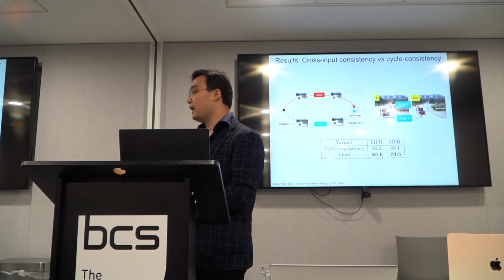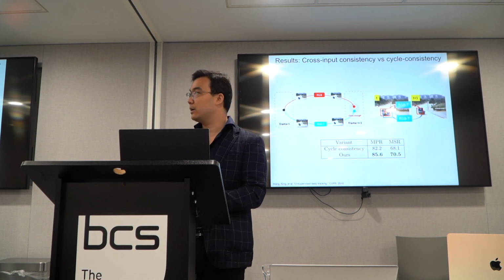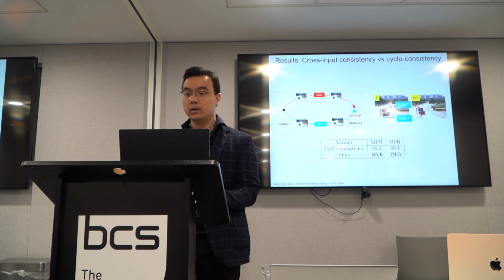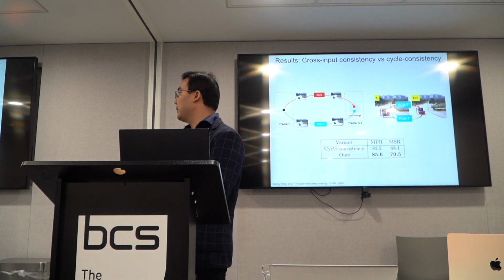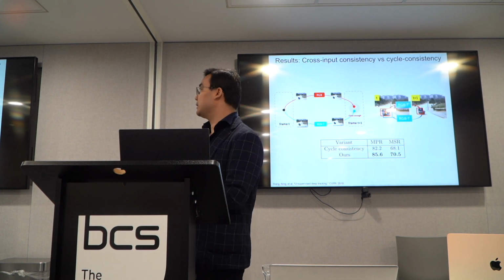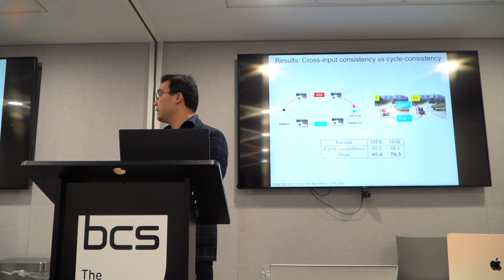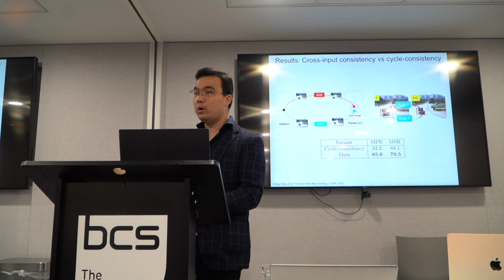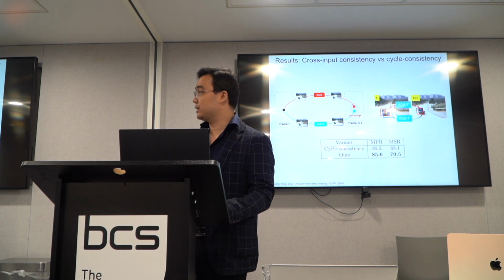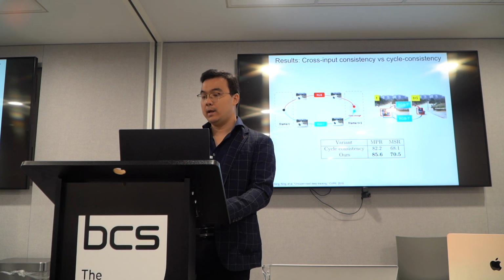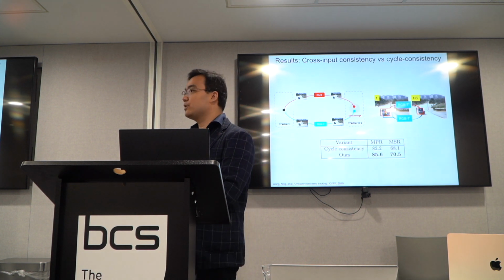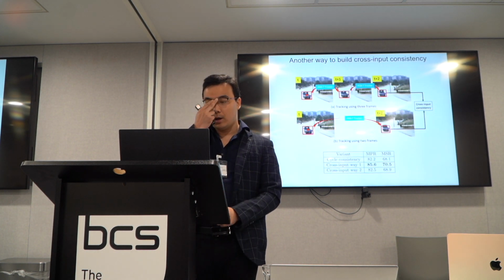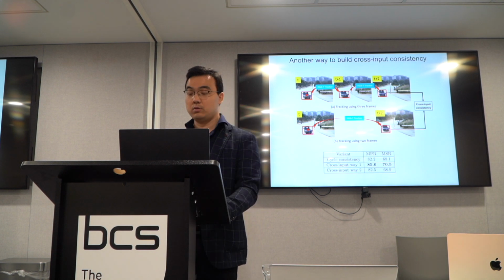I think the main reason is that in some cases, the tracking cannot be performed in a backward way. For example, when there is heavy occlusion, the backward tracking may not be successful. So in this case, the cycle consistency is not very effective. In general, because we only use a forward tracking process in our cross-input consistency, it can handle more challenging cases compared to the cycle consistency.